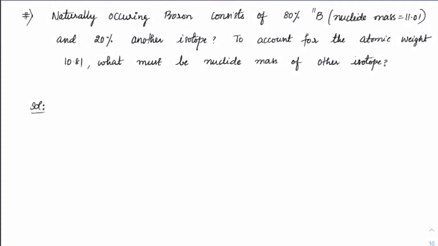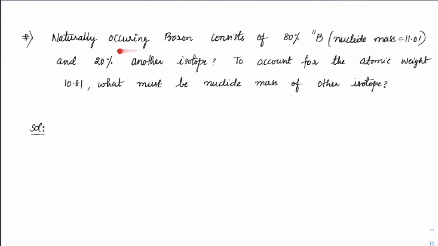You should be able to do this question now. It is given that naturally occurring boron consists of 80% boron-11 and 20% of another isotope. To account for the atomic weight of 10.81, what must be the nuclide mass of the other isotope?